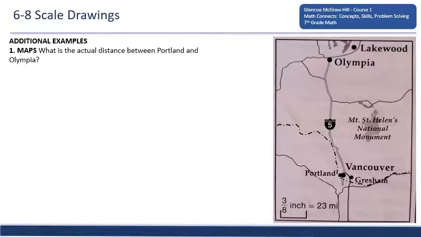Additional examples. Number 1, maps. What is the actual distance between Portland and Olympia? We'll let M represent the actual miles. So our scale is 3/8 inch equals 23 miles. And you can see that on the bottom left-hand corner of the map.